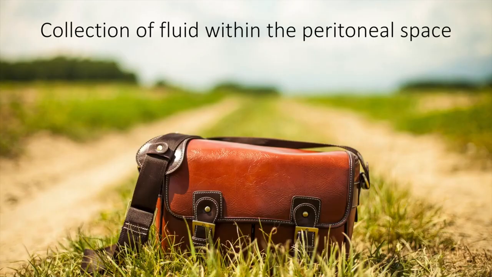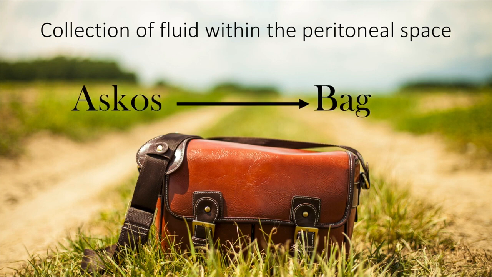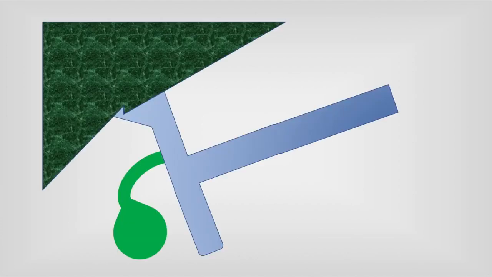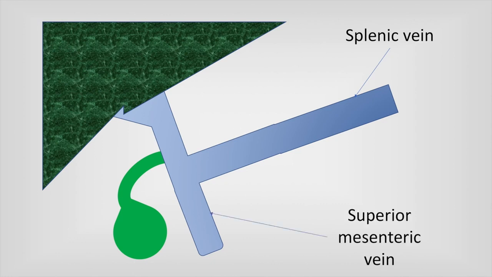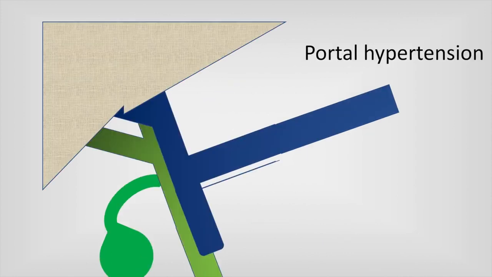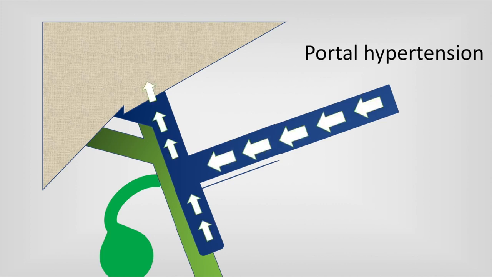Ascites is defined as collection of fluid within the peritoneal space and comes from the word ascos, which means a bag. The pathogenesis of ascites is related to the anatomy of the liver and its surrounding structures. This is the splenic vein, this is the superior mesenteric vein, and formed by the confluence of these two structures is the portal vein. In a patient with portal hypertension, there is obstruction to the flow of the blood in this direction and in this direction, resulting in increased portal pressure, resulting in portal hypertension.